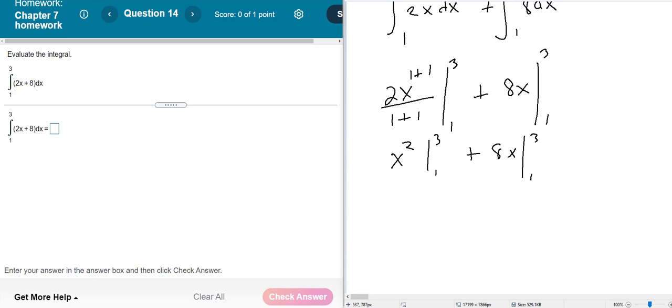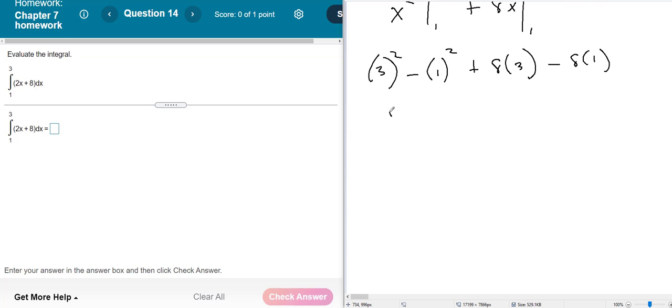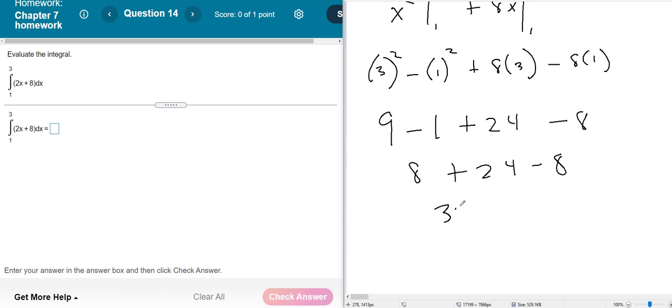So it's going to be 3 squared minus 1 squared plus 8 times 3 minus 8 times 1. So that's 9 minus 1 plus 24 minus 8. So that's 8 plus 24 minus 8, 32 minus 8 is 24.